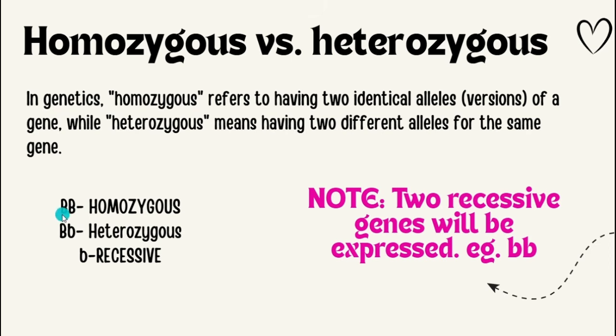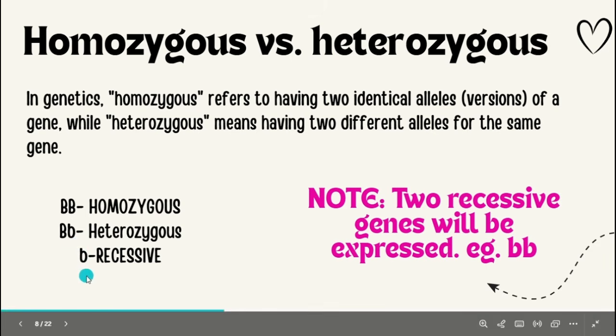So in the example here we have 2b. Big B is homozygous because both alleles are the same, both genes are the same, right? Big B. And then you have heterozygous, which means that they are different. So it means that one of them is different. So you have big B, little b. And obviously recessive, right? You have little b.